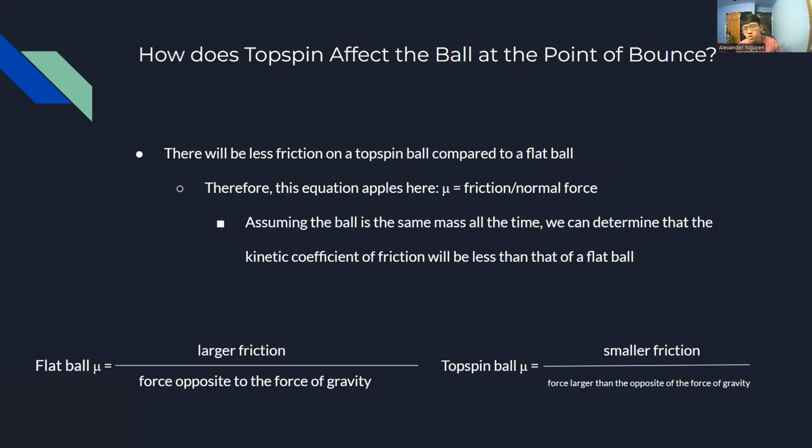How does topspin affect the ball at the point of the bounce? So there'll be less friction on the topspin ball, and that's because you can almost imagine that a topspin ball has more movement than a flat ball that's moving, and that's just because of the spin, right?